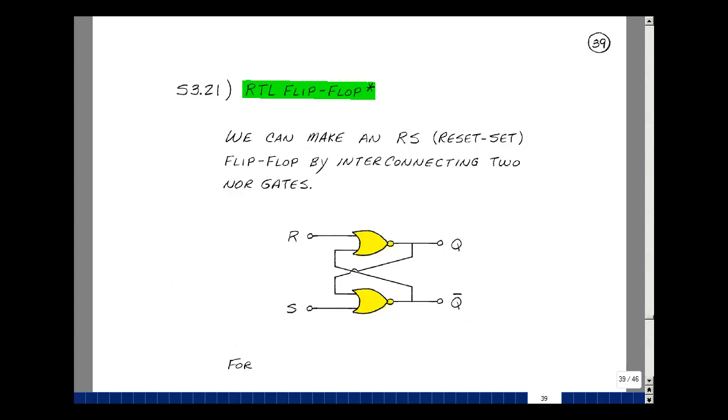This lesson deals with supplemental problem 321. You can find this problem in the ECE302 ebook in the Chapter 3 Supplemental Problems, starting on page 39.